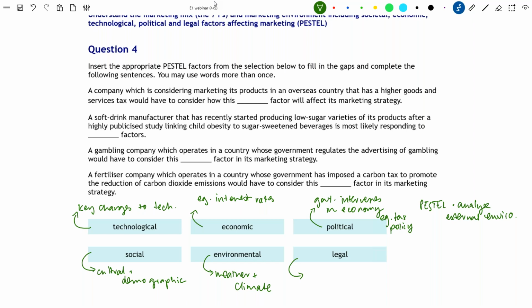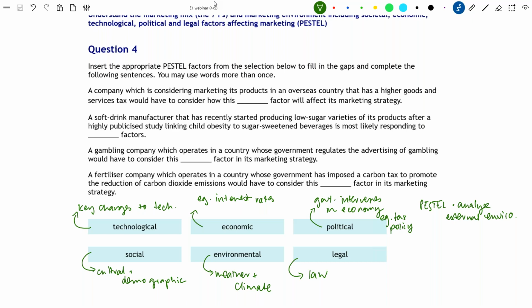So legal, as the name suggests, is all to do with the law. Things like discrimination law, consumer law, employment law, health and safety law. And this obviously affects how a company operates, as to avoid being fined or a damaged reputation, the company needs to be aware of any law changes to ensure that they're acting within the laws in their country of operation, including its products meeting legal requirements, as well as its marketing.